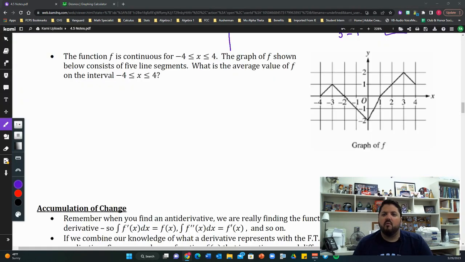All right, let's take a look at one more here. For this one, instead of giving you a function, I've given you the graph of some function, and this one is clearly a piecewise. We've got a bunch of different line segments put together, but I still want the same end result. I want the average value of f on the interval from negative 4 to 4.